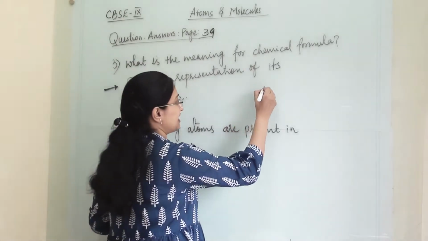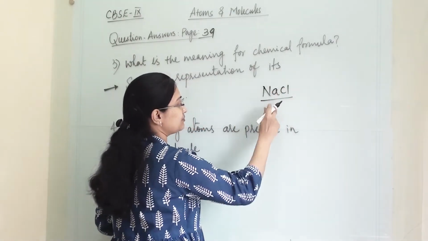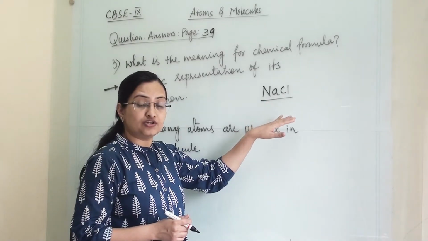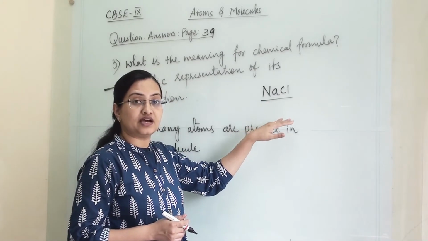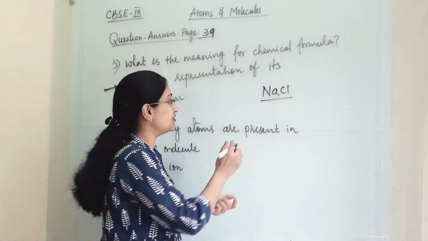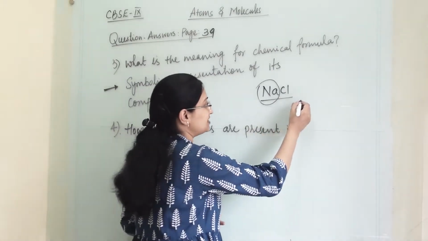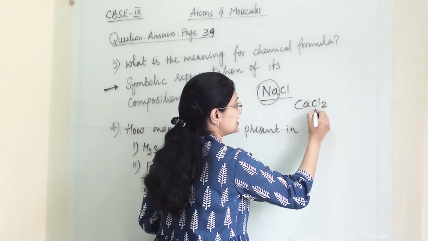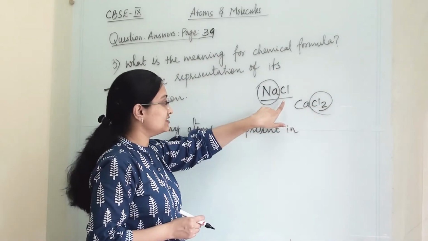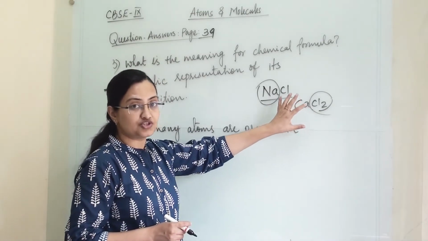For example, the chemical formula of sodium chloride. So this is a symbolic representation. By writing this molecular formula, we will get to know how many atoms are present in it, and in which quantity each particular atom is present. For example, CaCl2. In this, 2 chlorine atoms are there, and 1 calcium atom is there. So we will know the composition as well.